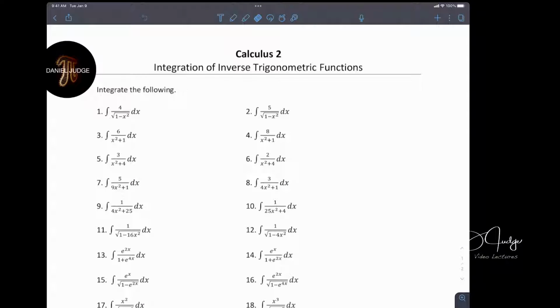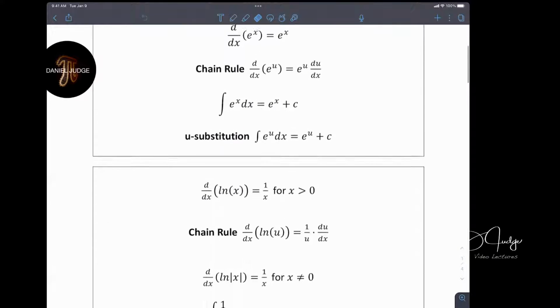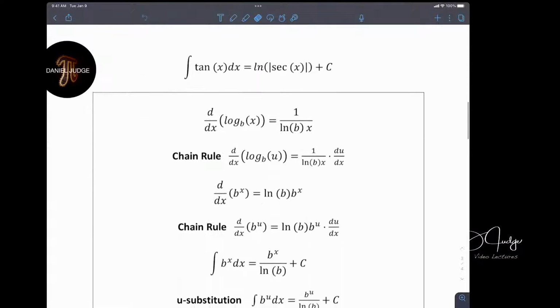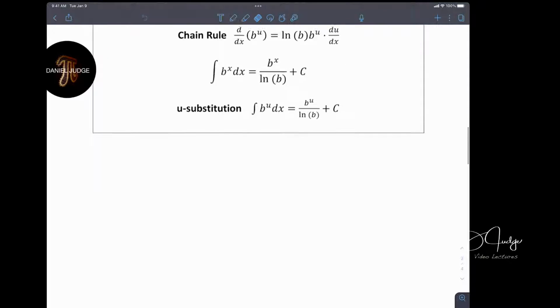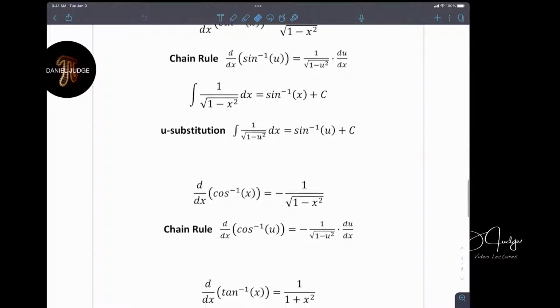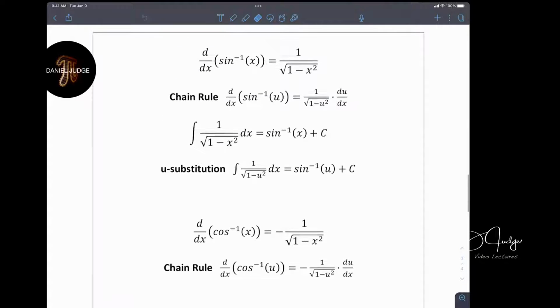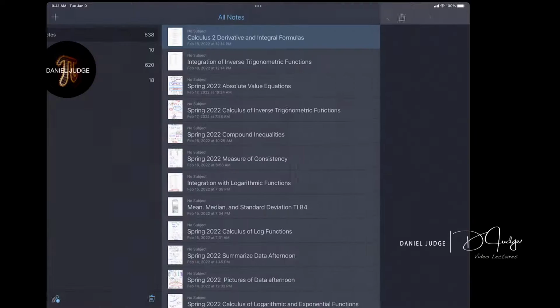Okay, this is going to be a video here on integration of inverse trigonometric functions. These were the formulas that we gave in the lecture last time, inverse trig functions, and I even have a formula sheet that I'll be referring to. Right in here, I guess, are the inverse trig functions. All right, so let's try some of these out here.